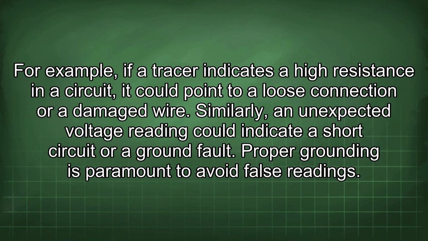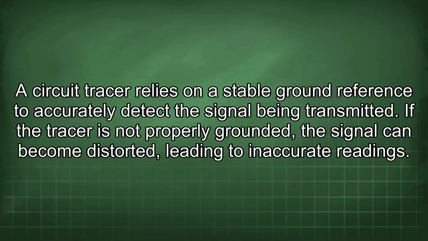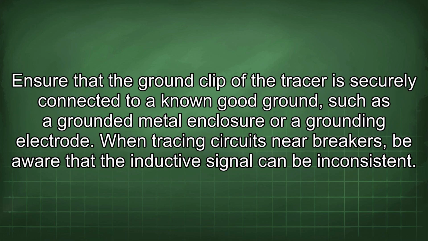Proper grounding is paramount to avoid false readings. A circuit tracer relies on a stable ground reference to accurately detect the signal being transmitted. If the tracer is not properly grounded, the signal can become distorted, leading to inaccurate readings. Ensure that the ground clip of the tracer is securely connected to a known good ground, such as a grounded metal enclosure or a grounded electrode.